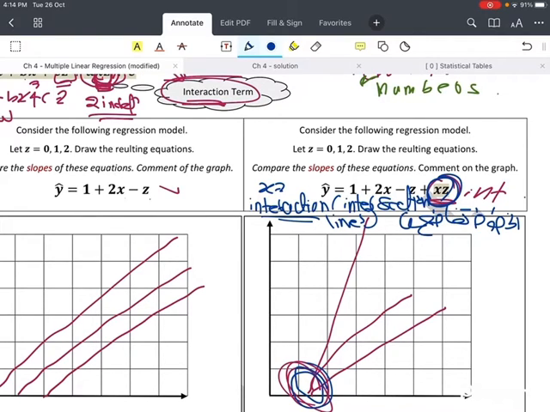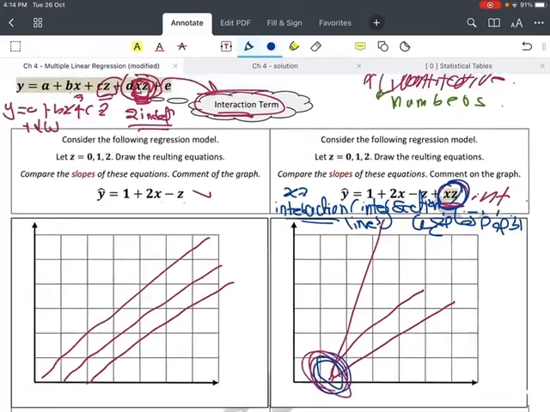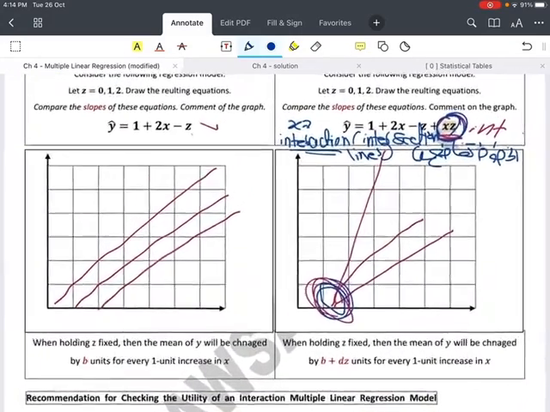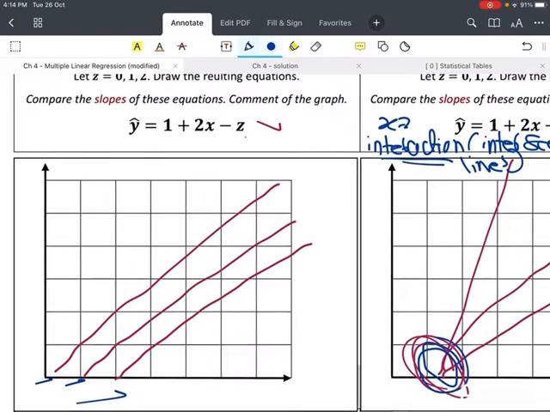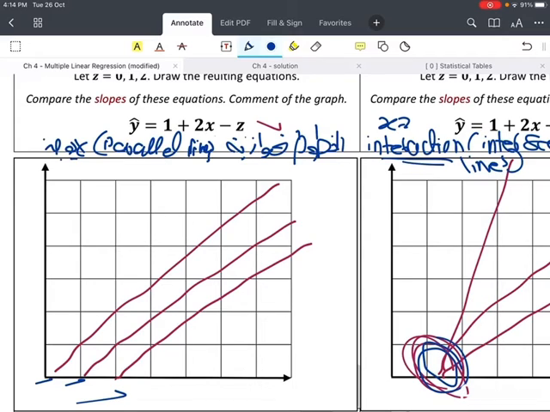Then you will see here. هني الخطوط ايش فيها؟ متوازية parallel lines. So الخطوط متوازية. So parallel lines. لا يوجد تقاطع.